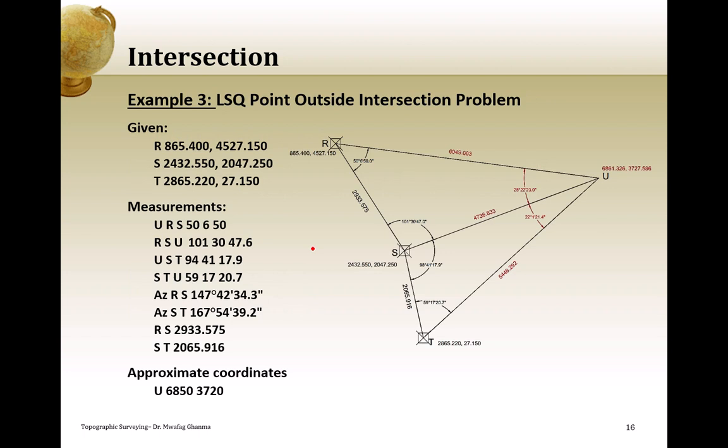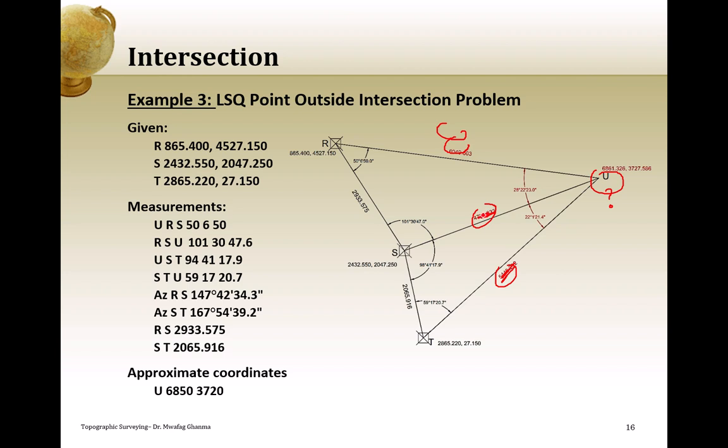Now this is another example where we have also the point outside the intersection problem, and the point here is U, the point U. We do not have its coordinates. This is the unknown point. Why this file from AutoCAD? So we have, these are the distances from AutoCAD. These are not calculated in this problem. So here we do not have it.